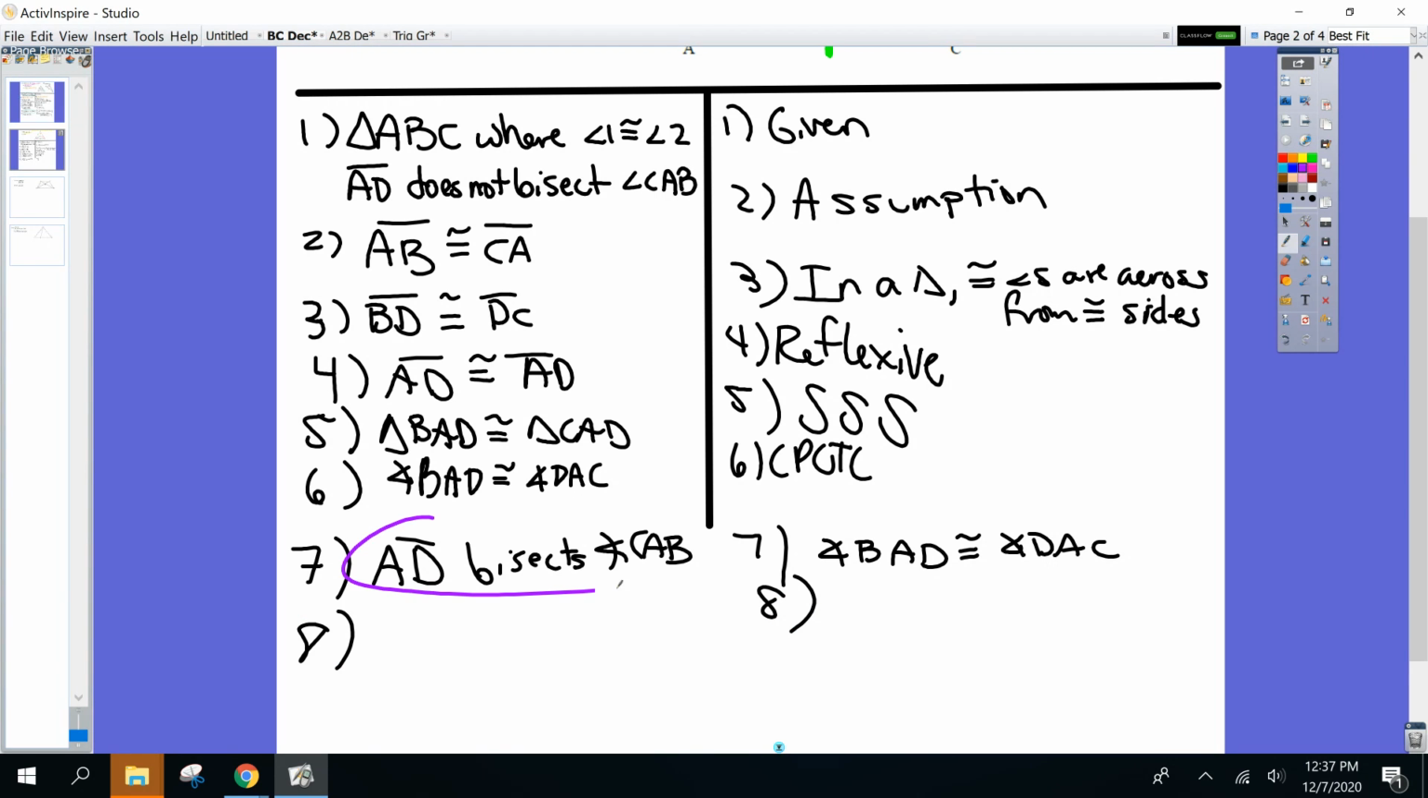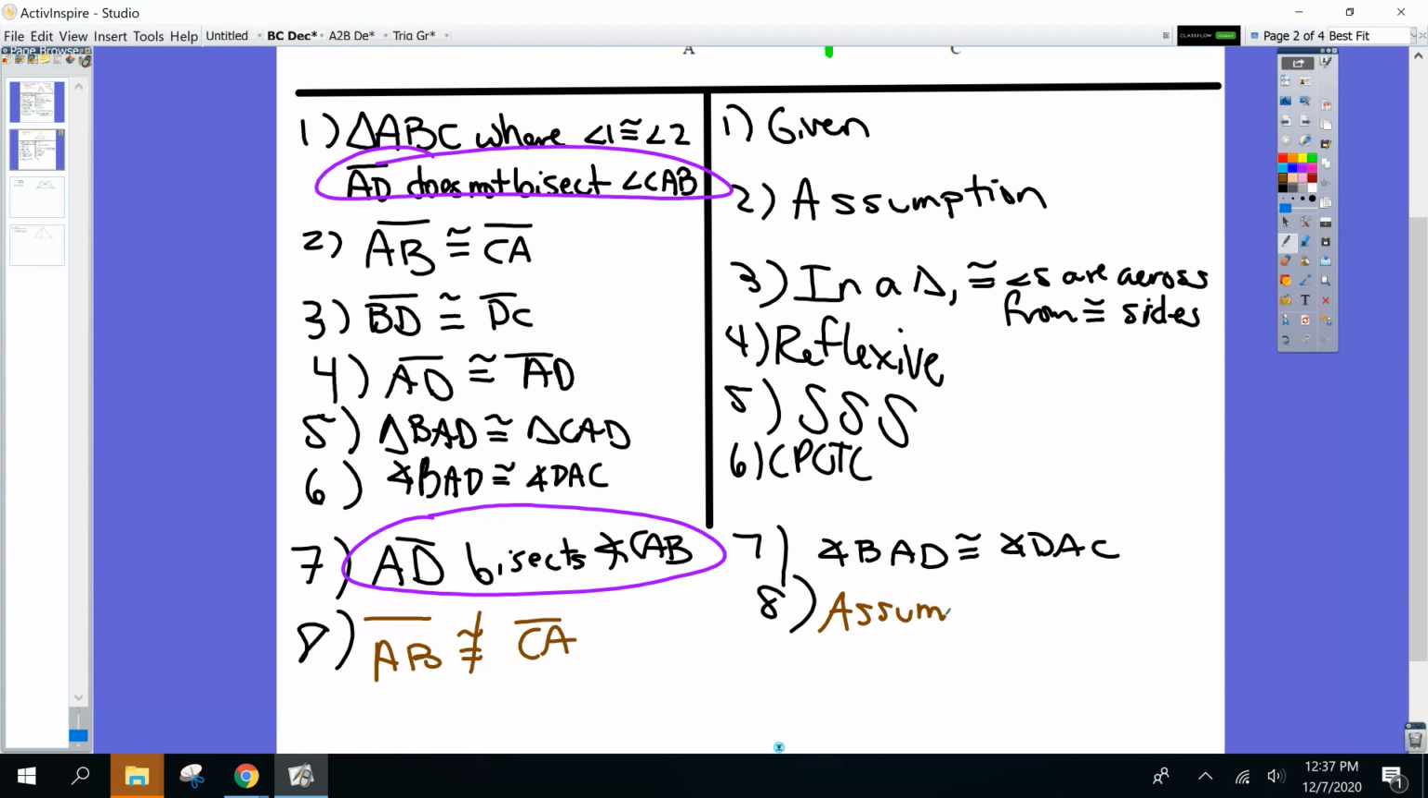All right, now you got yourself a contradiction, so we'll end it right here. That must mean my assumption is false. Assumption led to a contradiction.